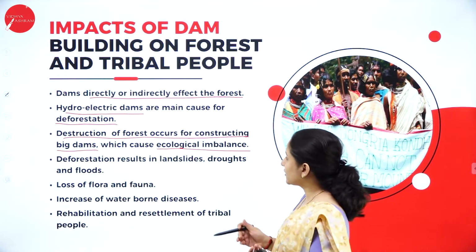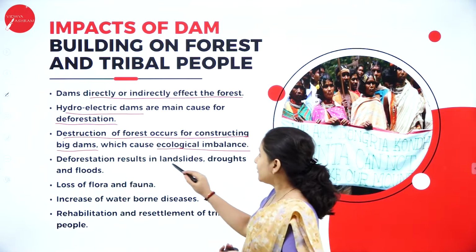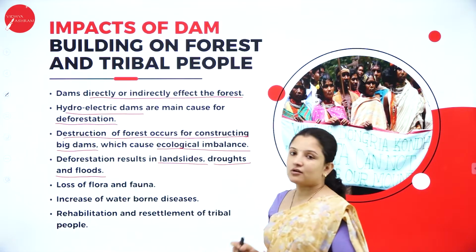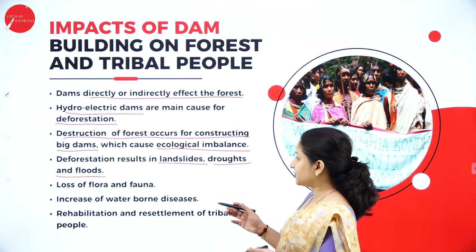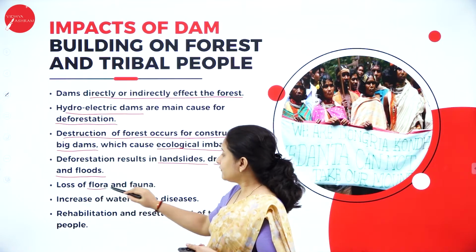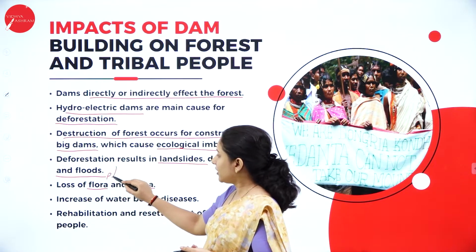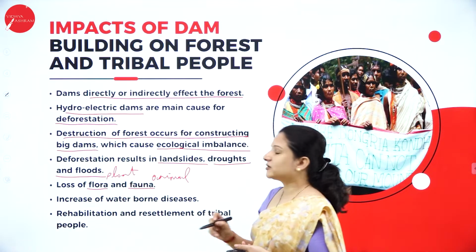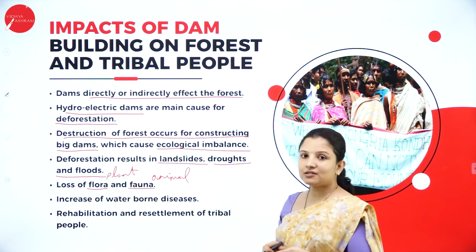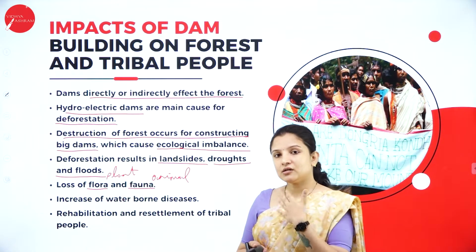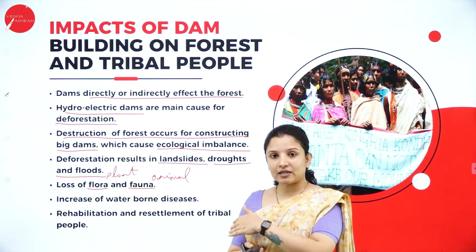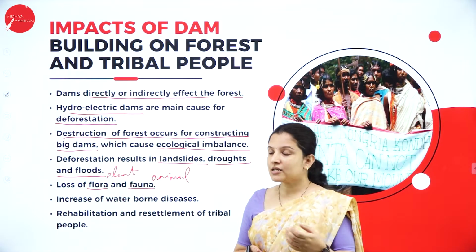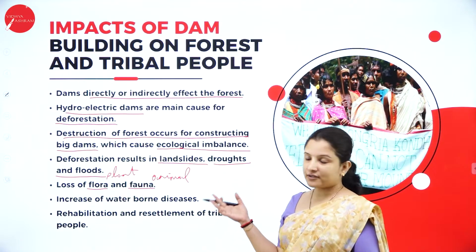And not just that, deforestation in order to build dams can also cause landslides, droughts, and floods. How? In the previous slides I have explained to you. And they can also cause loss of flora and fauna, that is, flora for plant and fauna for animal species. Obviously if the plant species are disturbed, the animal species will get disturbed, because the herbivores depend on the plants and the carnivores depend on the herbivores. Likewise, the food chain and the food web will entirely get affected, bringing an imbalance in the forest ecosystem.